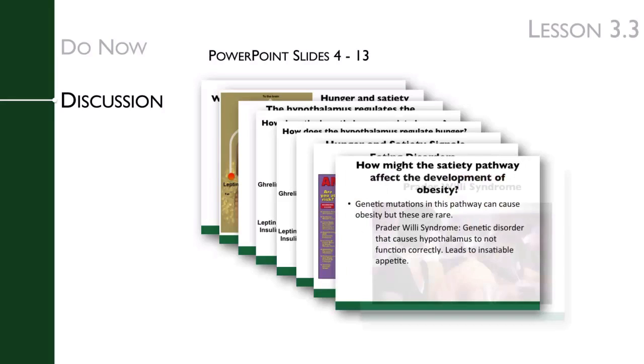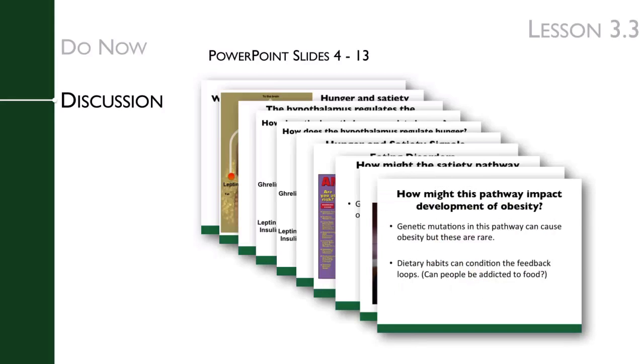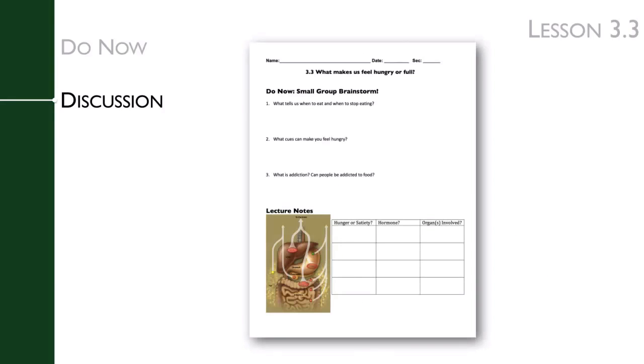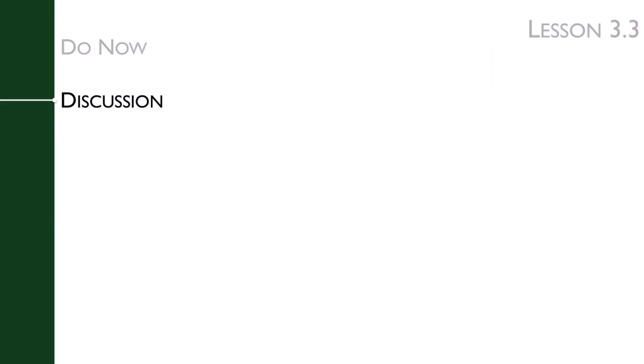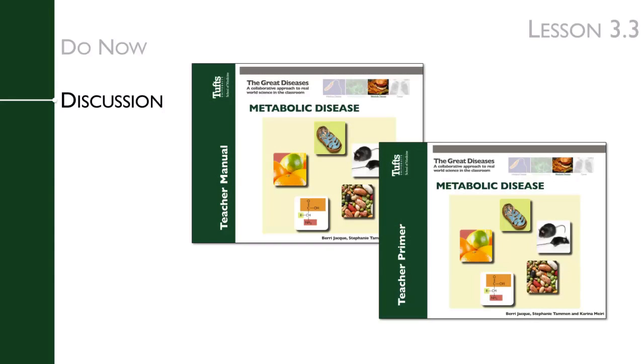Students will watch a short video clip about a Prader-Willi patient that constantly feels hungry. Students should take notes from this lesson using the Lesson 3.3 worksheet. By the end of this discussion, students should be able to think of ways that the hunger and satiety pathways may lead to obesity. You can review each of these hormones and where and when they are released in the teacher's manual and the teacher primer.